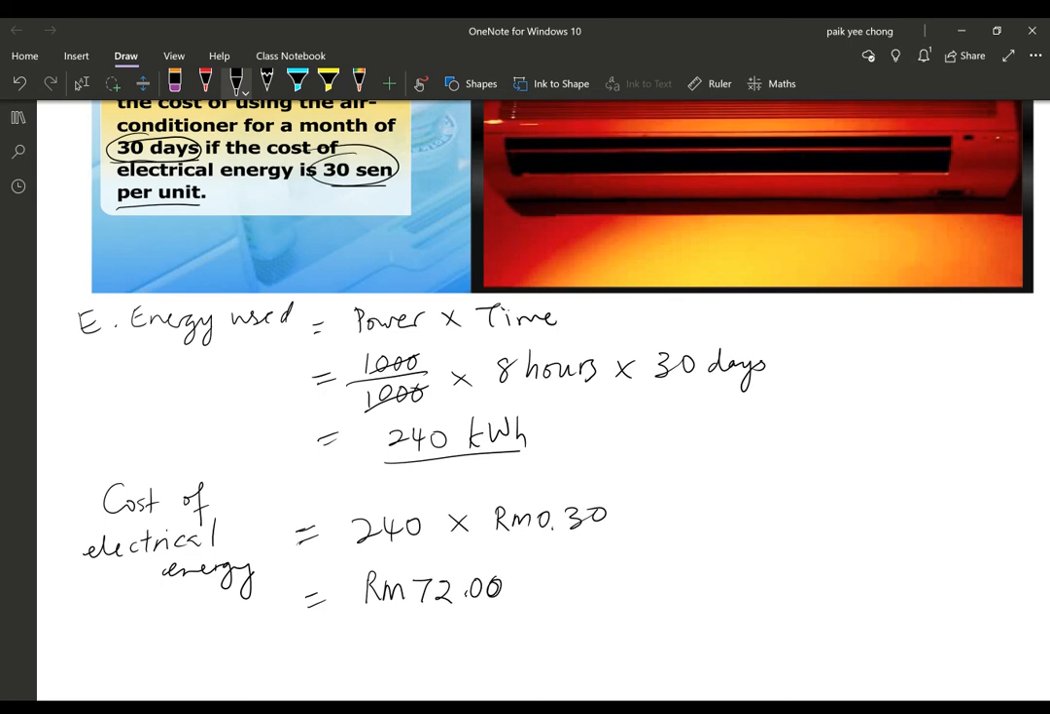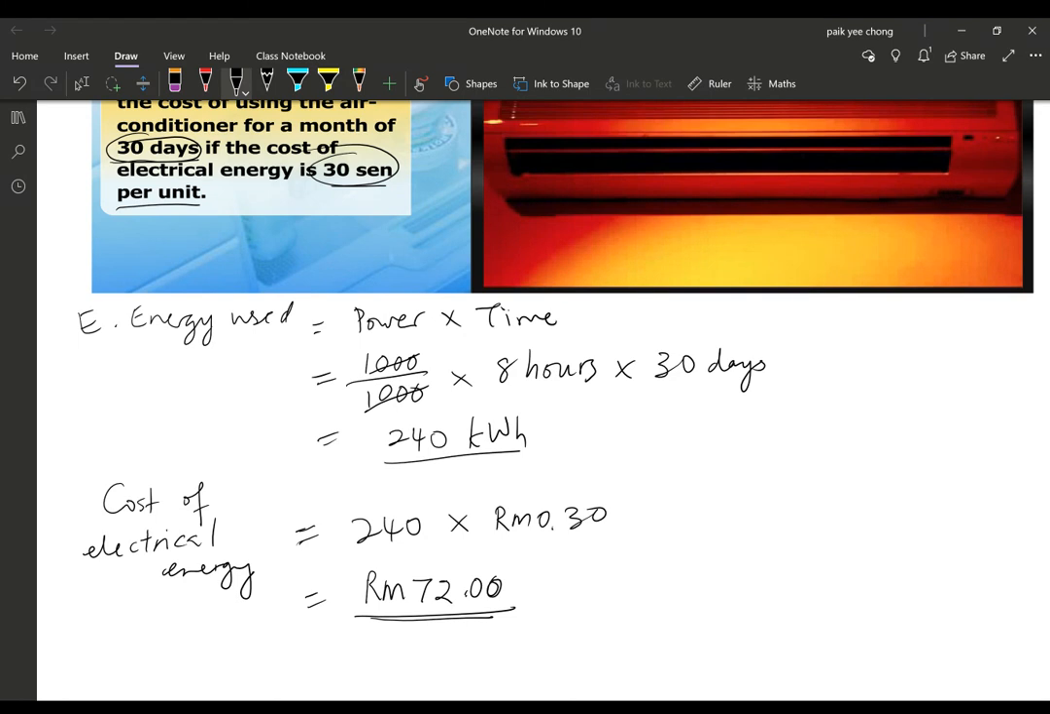So this is the amount that you need to pay at the end of the month just for the aircon. 72 ringgit for every night switching on for 8 hours for 1 whole month. Don't forget it looks like not too much, but this is only the aircon. You haven't calculated your fans, your lights, your refrigerator and your other appliances and so on.